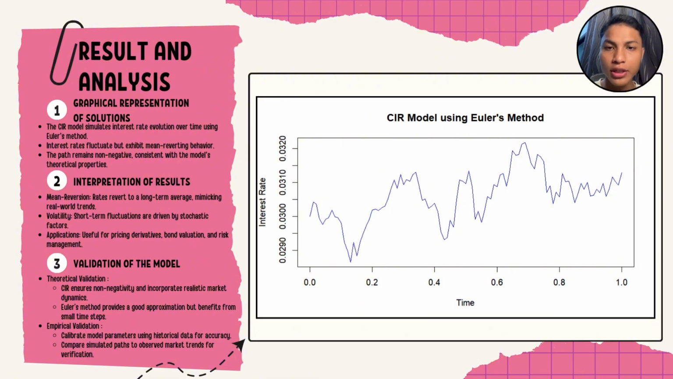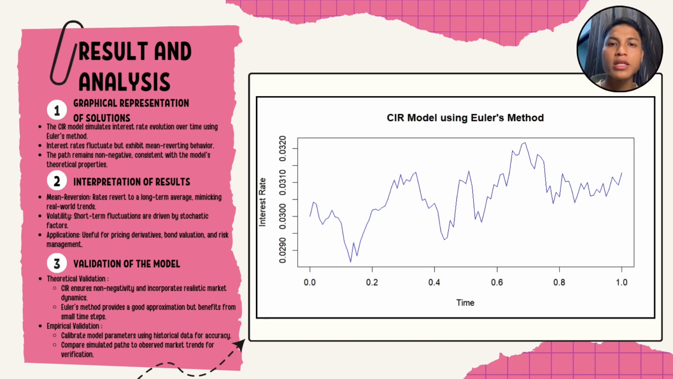Theoretical validation. The CIR model is well established for capturing the dynamics of interest rates. It incorporates economic intuition, such as mean reversion and volatility, in a mathematically consistent framework. Euler's method, while simple, is effective for providing an approximate numerical solution. However, care must be taken to ensure small time steps to maintain stability and accuracy.